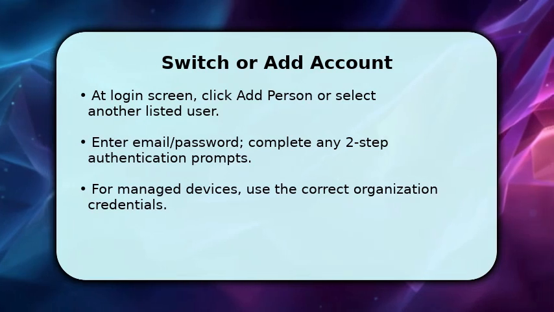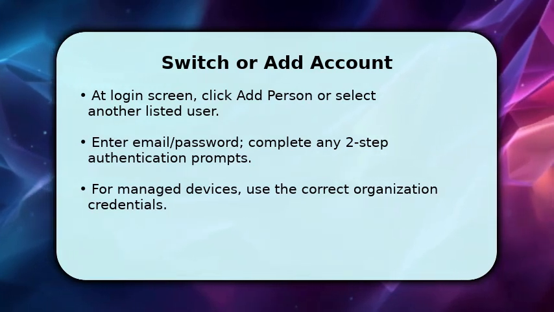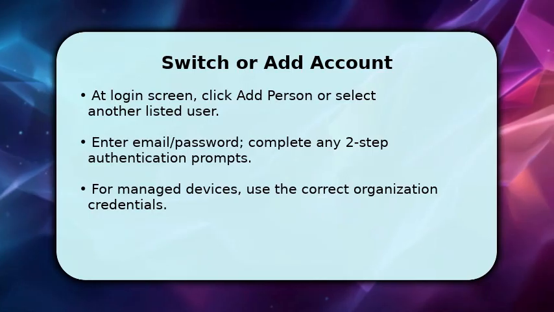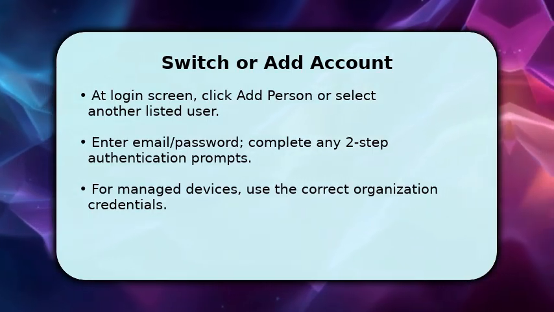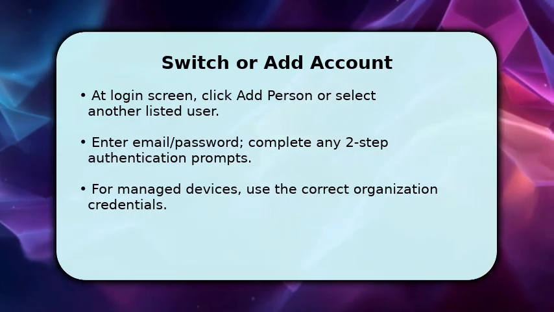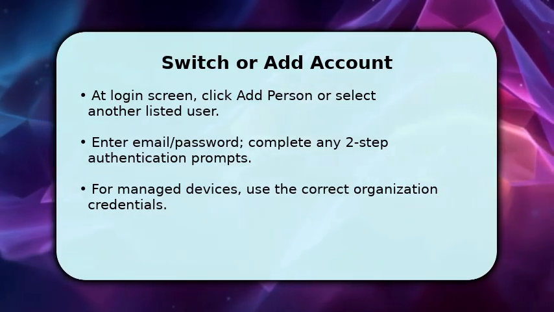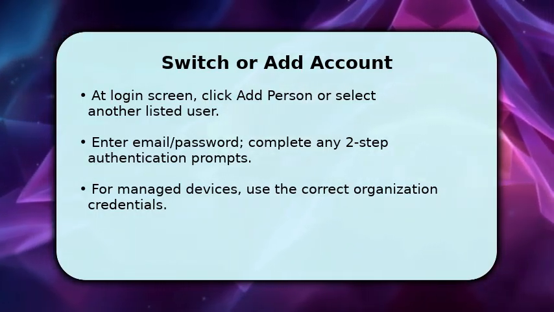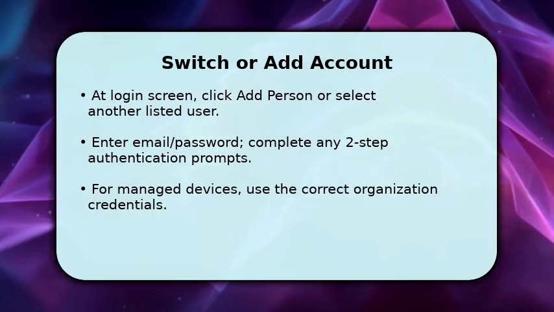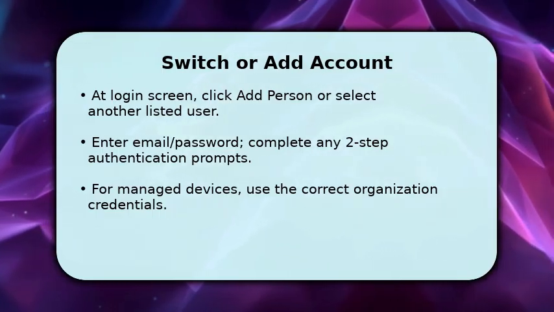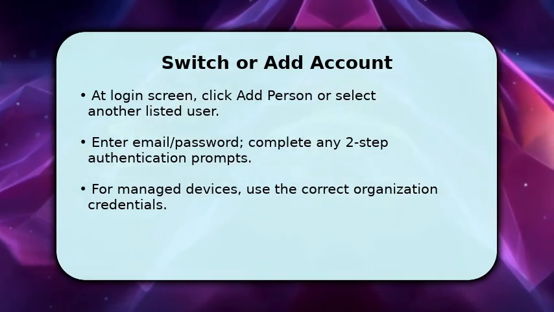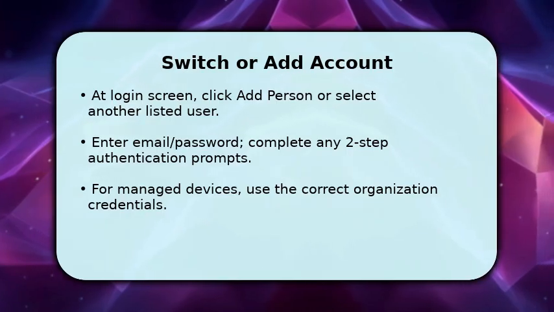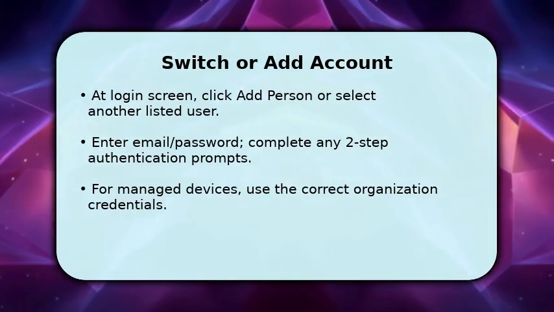Now you'll switch or add the account you want to use. On the login screen, either click an already listed user to switch or pick Add Person to sign in with a different Google account. Enter the email and password and follow any two-step verification prompts. This verifies it is you. If the Chromebook is managed by a school or workplace, make sure you use your organization credentials because guest or personal accounts may be restricted. Wait for Profile Sync to finish before proceeding.